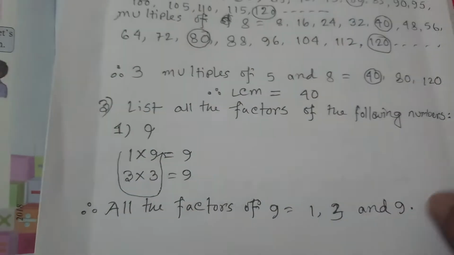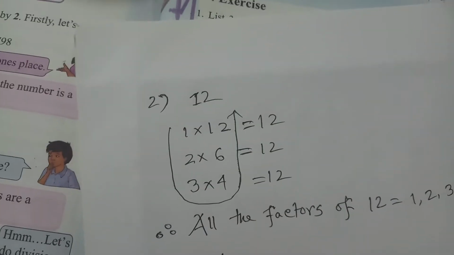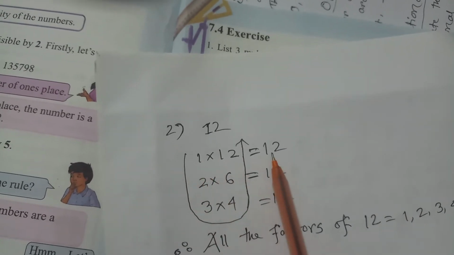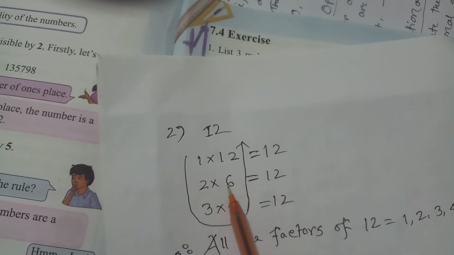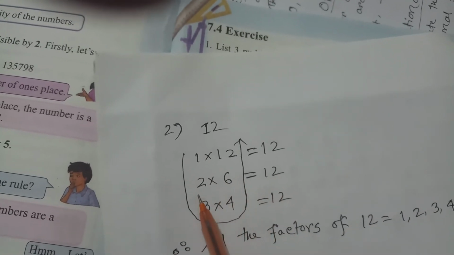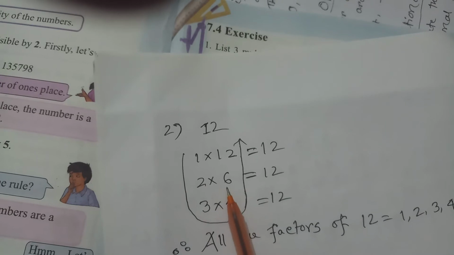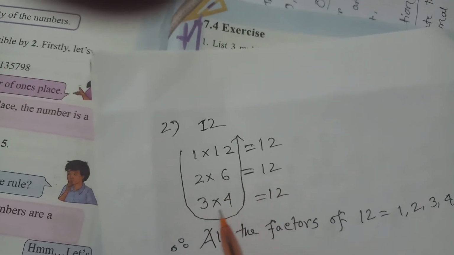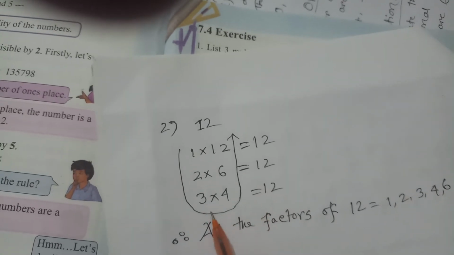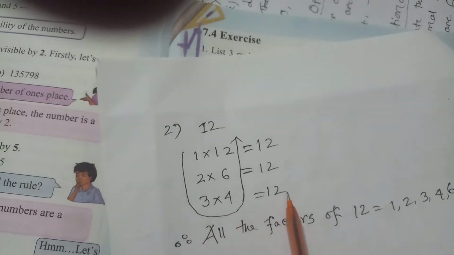Okay, number 2: 12. 1 into 12. That means 12 is divisible by 1, equal to 12. And 2 multiplied by 6: when we divide 12 by 2 we get 6, so 2 multiplied by 6 equals 12. And 3 multiplied by 4 equals 12. That means 12 is divisible by 3.